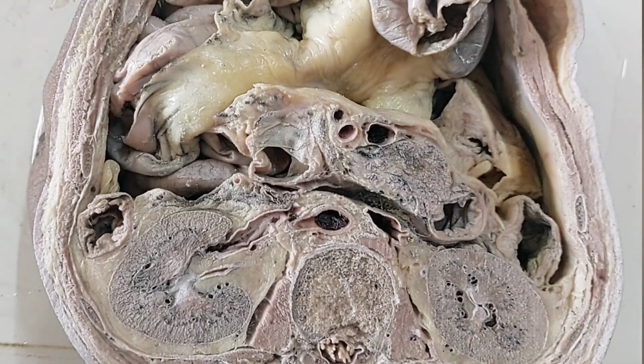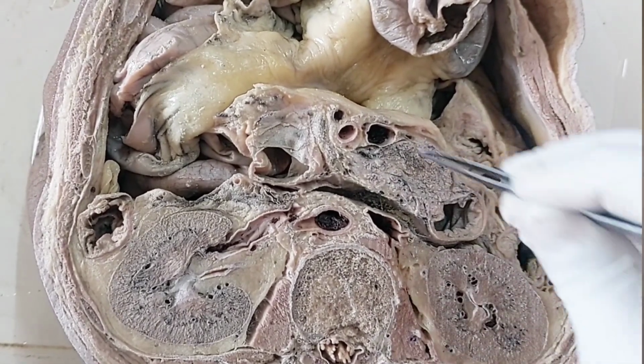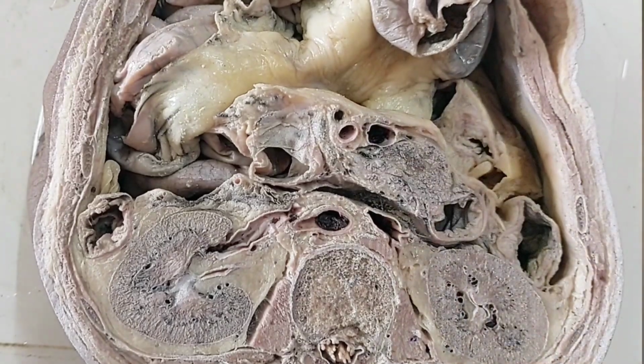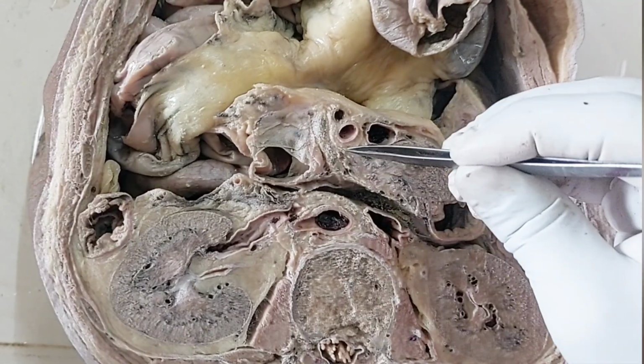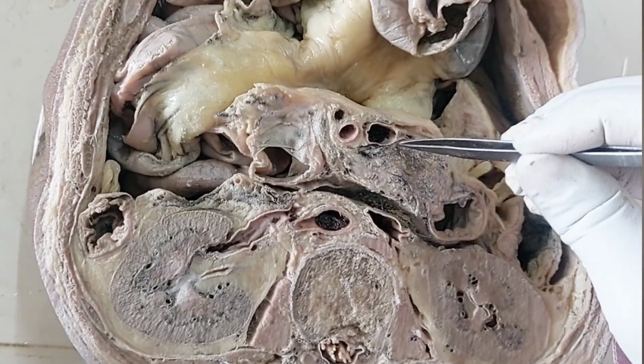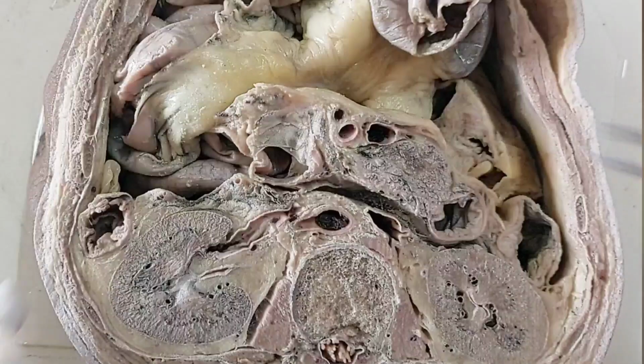The relationship of these two important structures: the vein is right to the artery and they are passing in front of the uncinate process of the pancreas. So this part should be the uncinate process. This is the head of the pancreas and this is the body of the pancreas.